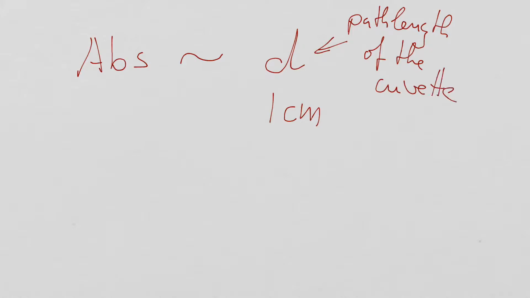The thicker the container, the bigger the container, the longer the light has to go through this substance, and the more is absorbed. This symbol here simply means it is positive correlated. It is directly dependent on the thickness of the path, on the path length.